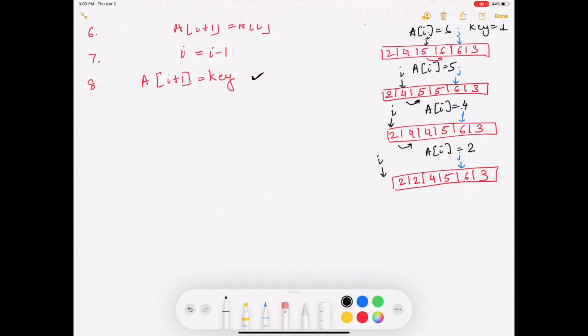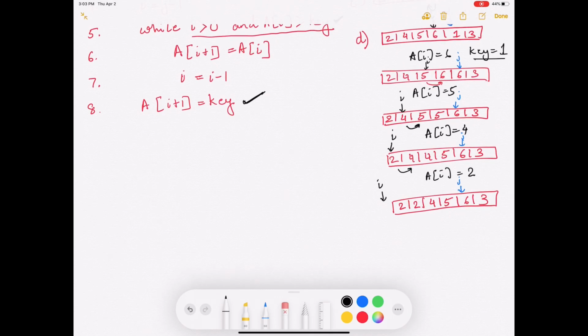What is going to happen is your i is now equal to 0. So it comes out of the while loop and goes to line 8, this particular line. Okay, so what is going to happen? You're going to copy key, which is 1, right there. It's going to get copied over A[i+1], which is this 2 here. Okay, so now this is how the array will look. You'll have 1, 2, 4, 5, 6, 3. Just the way we wanted it. So you moved 1 all the way to the front.